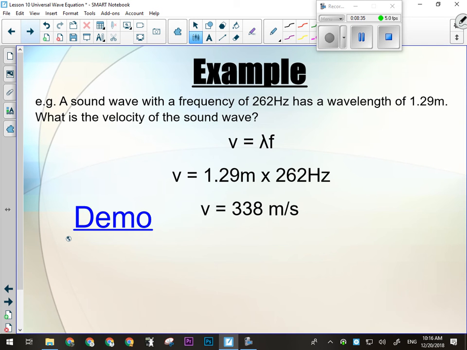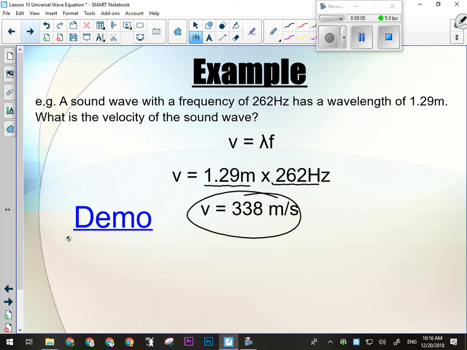Okay. So a simple universal wave equation problem looks something like this. A sound wave with a frequency of 262 hertz has a wavelength of 1.29 meters. What's the velocity or speed of the sound wave? All right, so all we have to do is go v equals lambda times f. We take the lambda they gave us, multiply it by the frequency they gave us, and we get that sound wave is traveling at 338 meters per second. Okay, that's as easy as they get.